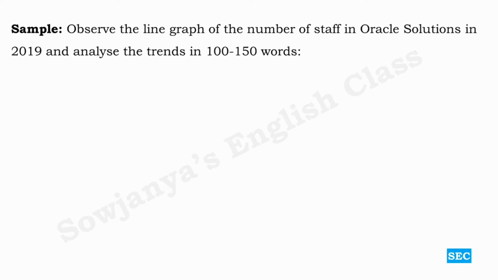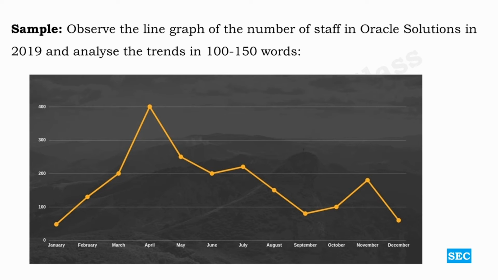And then look at the sample one. Observe the line graph of the number of staff in Oracle Solutions in 2019 and analyze the trends in 100 to 150 words. So how are we going to do that? Let us have a good look at the chart first. This is the line graph. Look at the trends from January to December. It is given over here, and these are the number of staff in Oracle Solutions. Their recruitment and their laying off, you can see in the form of decrease over here. Okay, so let us attempt this question.